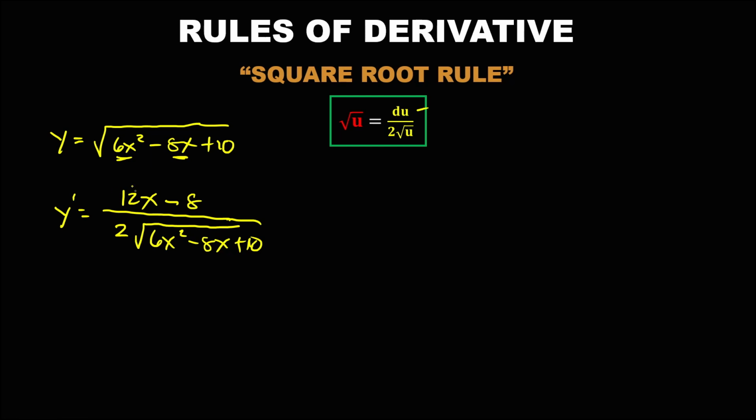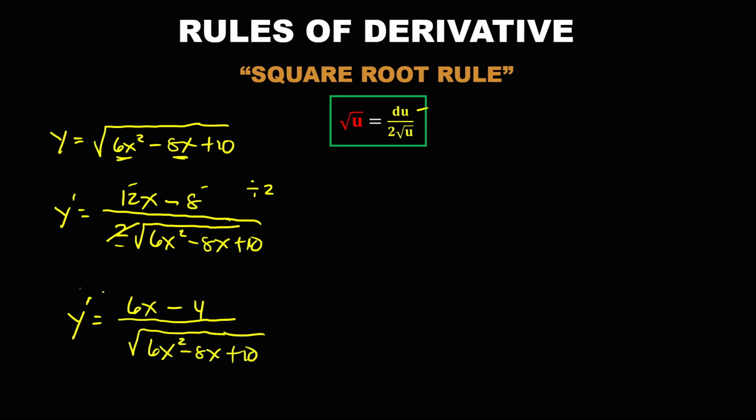Then we need to reduce because 12, 8, and 2 are divisible by 2. So therefore, y prime equals 12 divided by 2, this one is 6x, minus 8 divided by 2, this one is 4. And 2 divided by 2, this one is 1. So over the square root of 6x squared minus 8x plus 10.